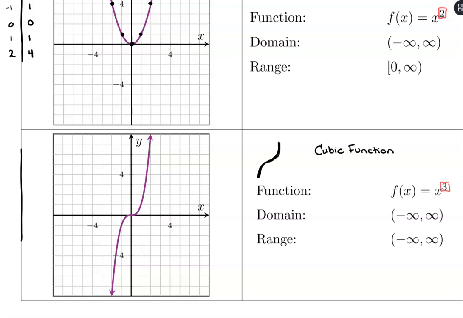So let's go ahead and make a little table of values to help us get started. I'm again going to go -2, -1, 0, 1, 2. So -2 cubed is going to be a -8, -1, 0, 1, +8. So those are the key points that I want to focus on here. So -2, -8, -1, -1, 0, 0, 1, 1, 2, 8.